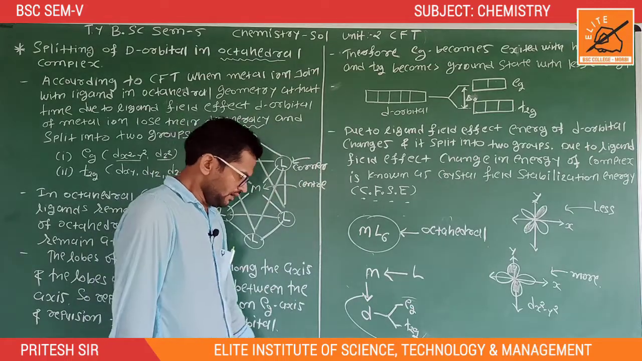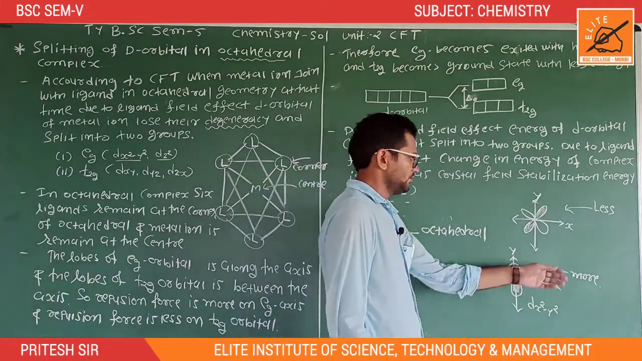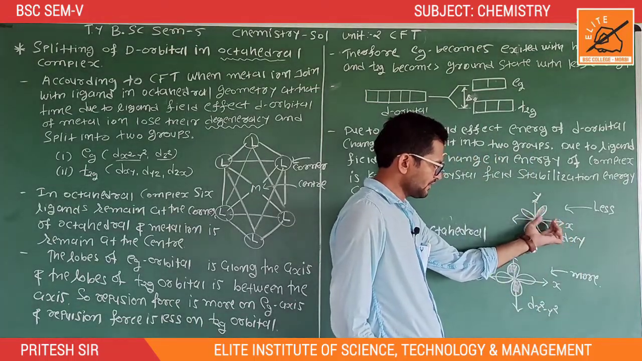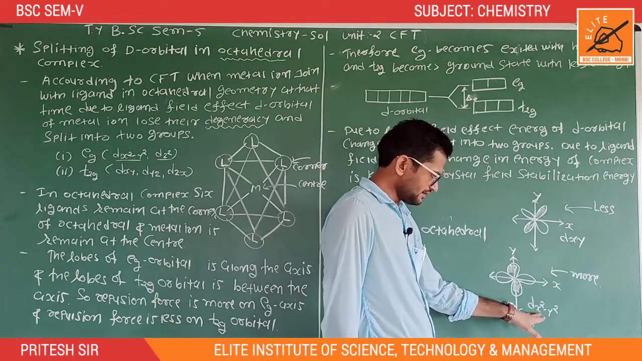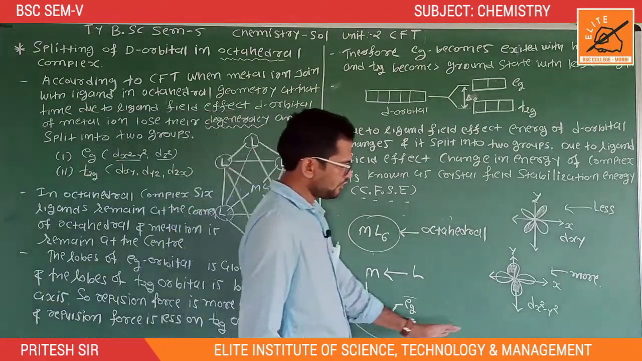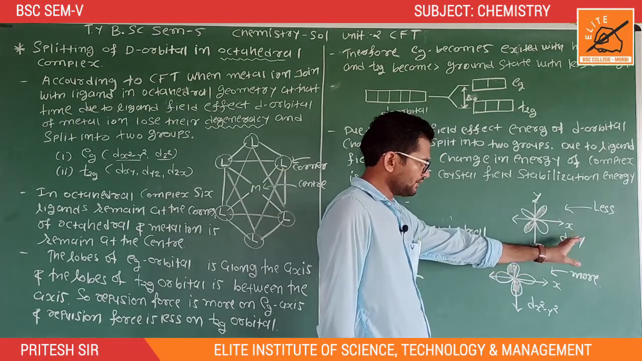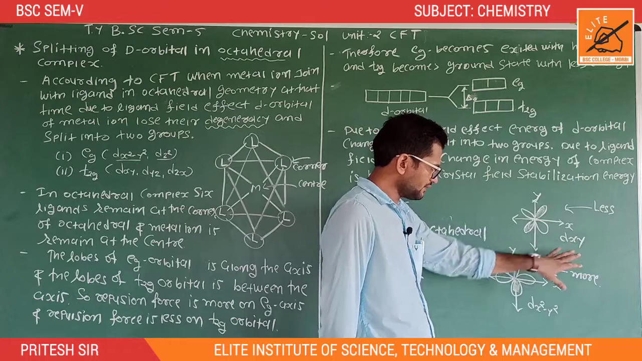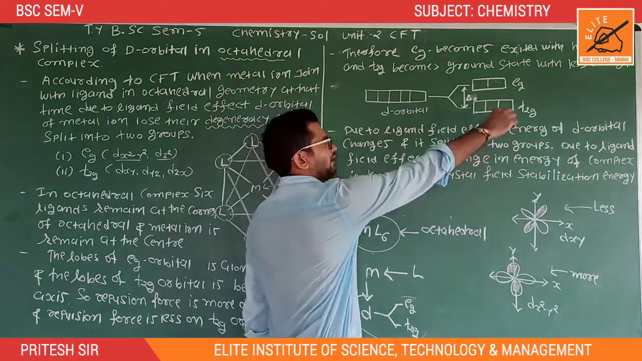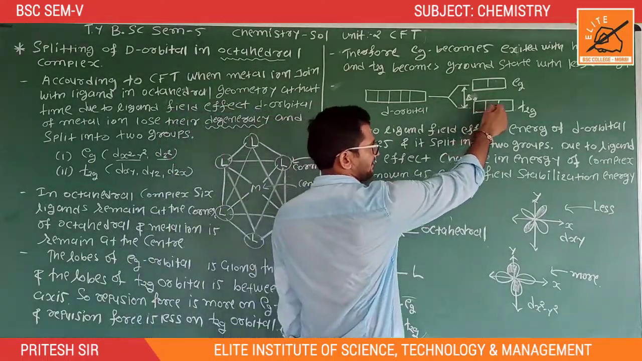Now the arrangement of lobes in t2g, that is dxy, dyz and dzx. This figure indicates dxy. In dxy the lobes lie between the axes. In the eg orbitals, dx square minus y square and dz square, the lobes are along the axes, so the repulsion with the ligands is more as compared to t2g. So the eg orbitals have high energy and remain in the excited state. In octahedral complexes, electrons are always filled first in the t2g orbitals, then in the eg orbitals.